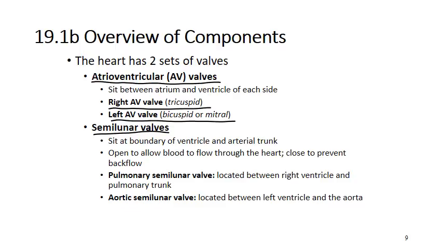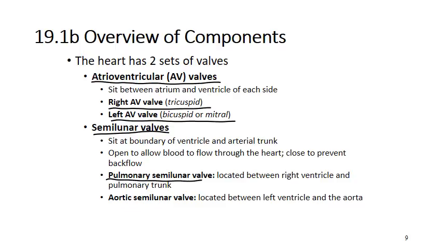And then we have our semilunar valves that are going to be between the ventricles and the arterial trunk. And so these allow blood to flow through the heart and then close to prevent backflow. So there won't be the blood going in the wrong direction. It'll always continue in the same direction.